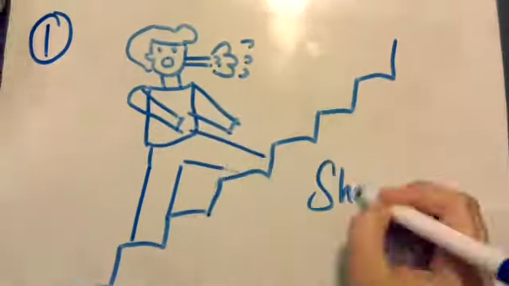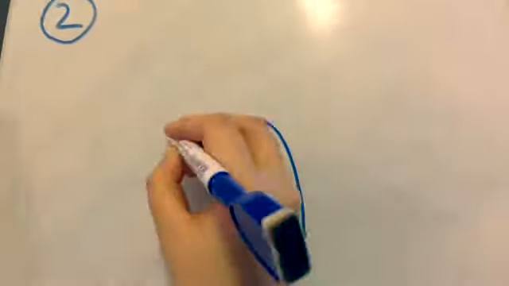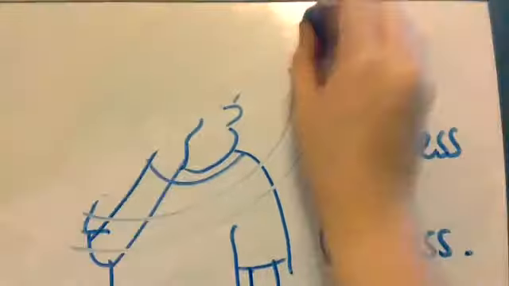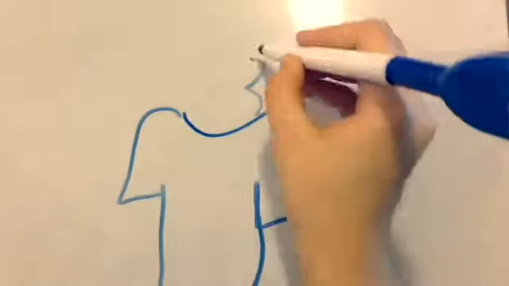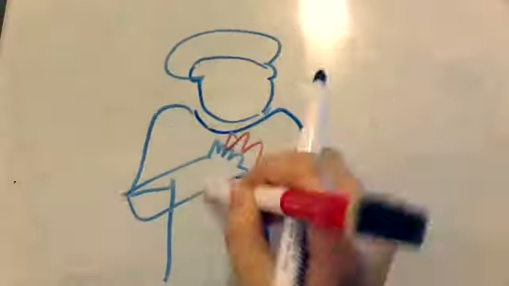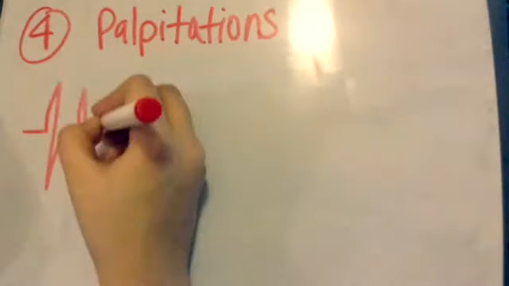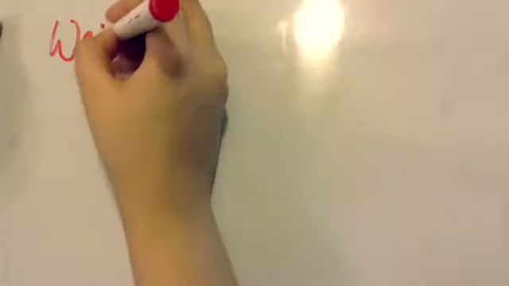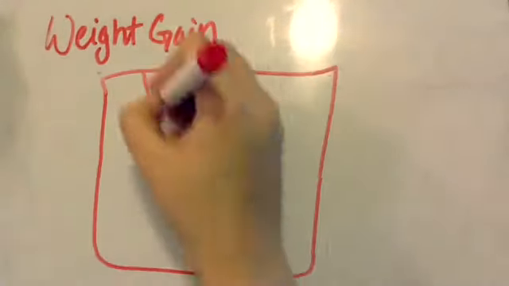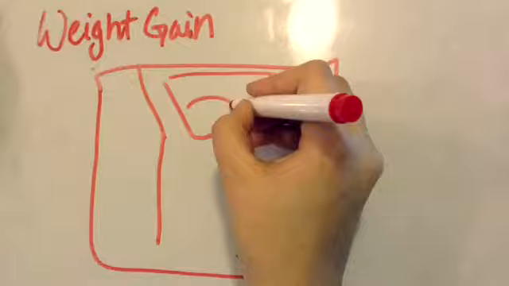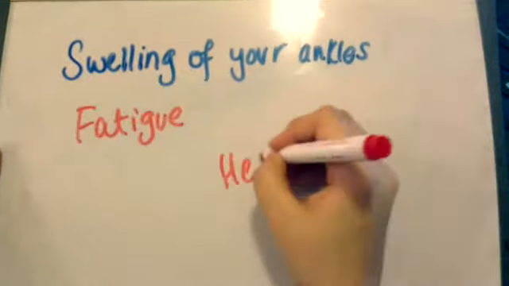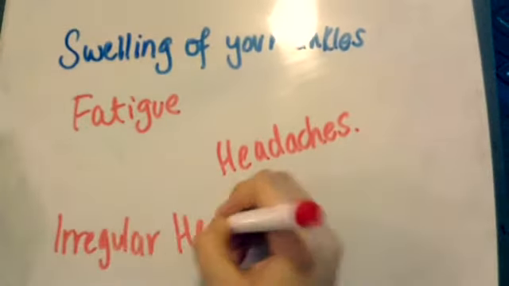There is shortness of breath or difficulty catching breath. You may notice this when you are active. Secondly is weakness or dizziness. You may feel too weak to carry out your normal daily activities. Discomfort in your chest, so you may feel pressure or weight on your chest. The next is palpitation, so you may feel a rapid heart rhythm or irregular heartbeat. The next is rapid weight gain, so you may gain 2 to 3 pounds easily. And a few others are swelling of your ankles, fatigue, headaches, and irregular heartbeats.